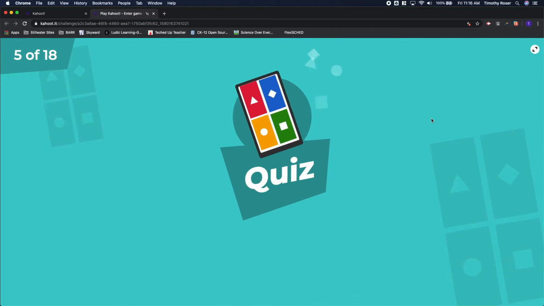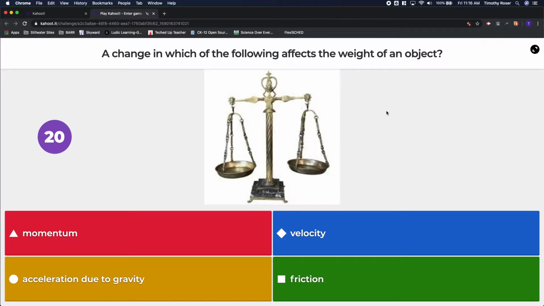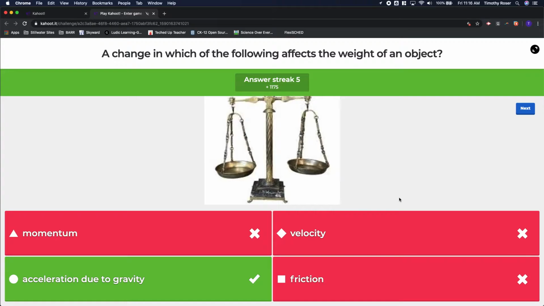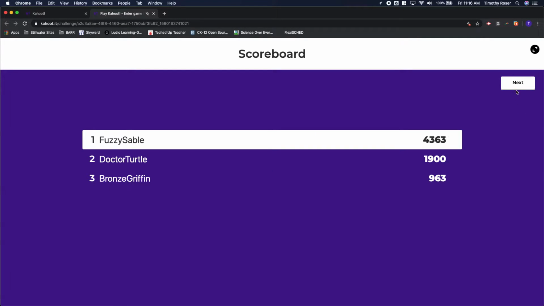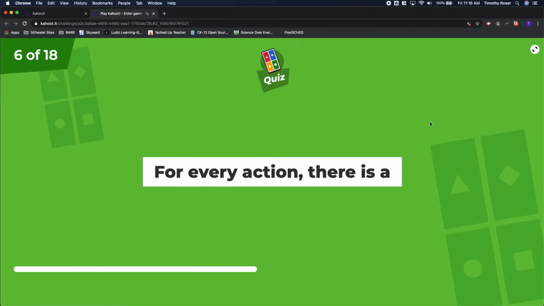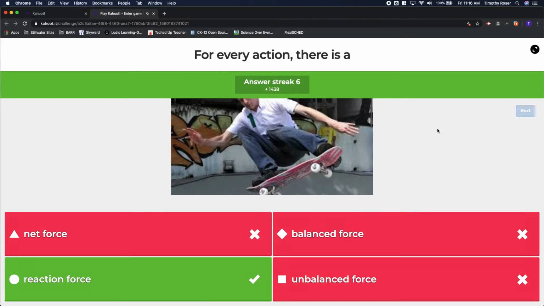All right, next up. A change in which of the following affects the weight of an object? Well, as we said earlier, weight is equal to the acceleration of gravity multiplied by mass, and so we are looking for acceleration due to gravity here since mass is not an option. Alrighty. Next up, we have, for every action there is a, this is Newton's third law, and that is going to be, there is a reaction force, or an equal opposite reaction.